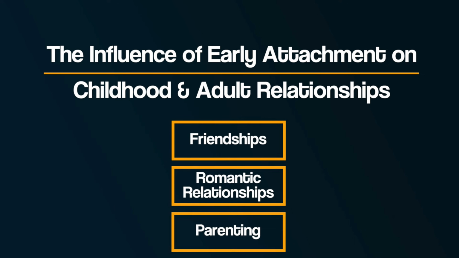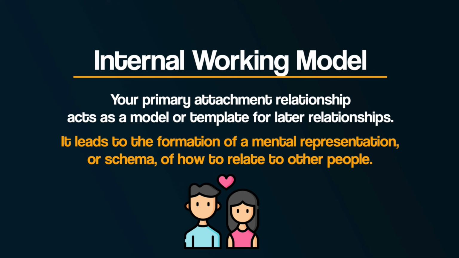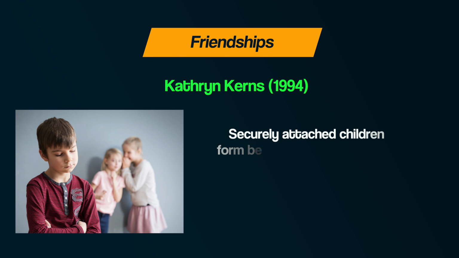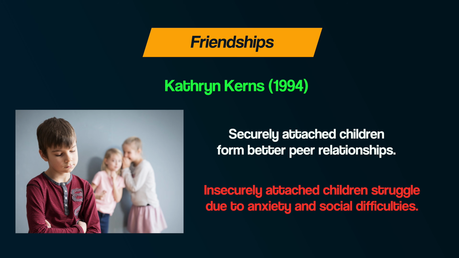Finally, in attachment, we come to the influence of early attachment on childhood and adult relationships. Bowlby's concept of the internal working model explains how our early attachment to caregivers forms a mental template for future relationships. Cathy Kearns in 1994 found that securely attached children form better peer relationships, while insecurely attached children struggle due to anxiety and social difficulties.